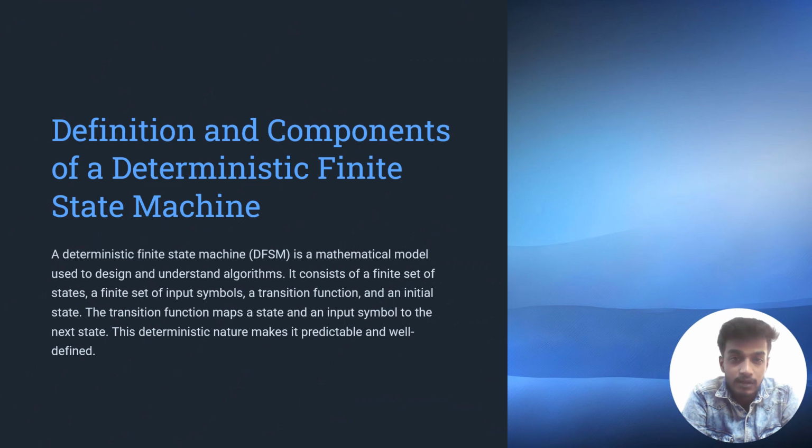Next, we are going to learn about what a deterministic finite state machine is and what the components of deterministic finite state machines are. A deterministic finite state machine is a mathematical model used to design and understand algorithms. It consists of a finite set of states, a finite set of input symbols, a transition function and an initial state. A transition function maps a state and input symbol to a next state. The deterministic nature makes it predictable and well defined.